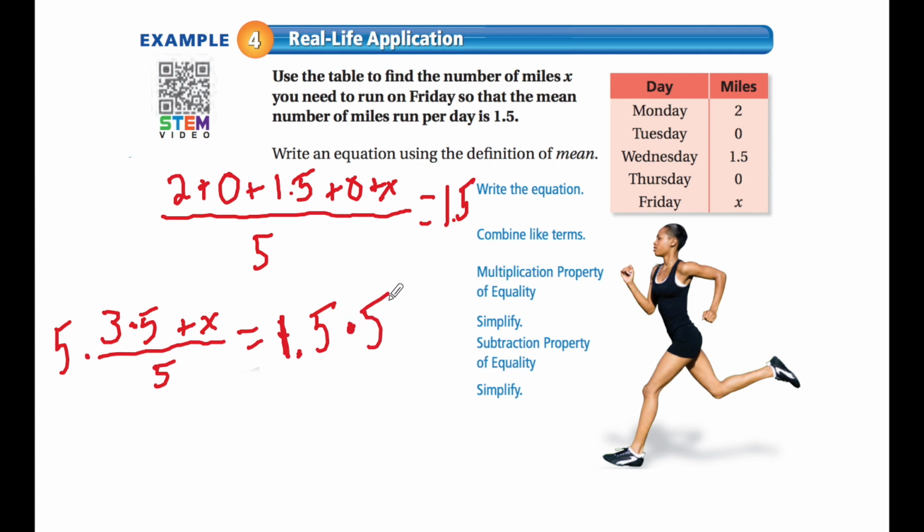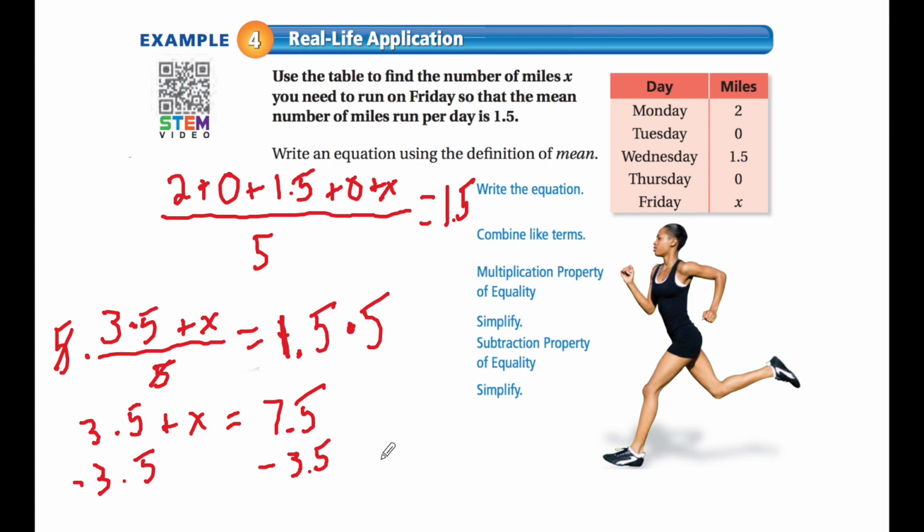When we do that, the 5's here cancel, so we'll bring that down, so it'll be 3.5 plus x is equal to, this will be 7.5. Next, we just have to subtract 3.5 because we're still isolating x. We have positive 3.5. The inverse of that is to subtract 3.5, so it'll be minus 3.5 from each side.